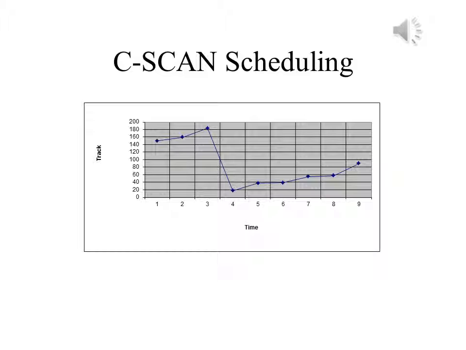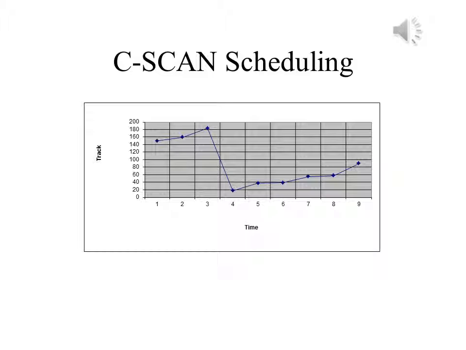The C in C-scan scheduling is for circular. Scheduling here works in only one direction, from the outer tracks inward. When it reaches the innermost track, it goes directly back to the outermost track without stopping anywhere to perform reads and writes. Then it scans inward all over again, stopping to perform reads and writes when and where requested.